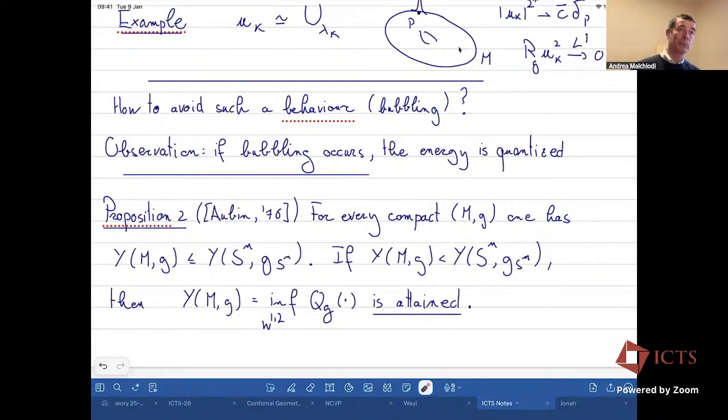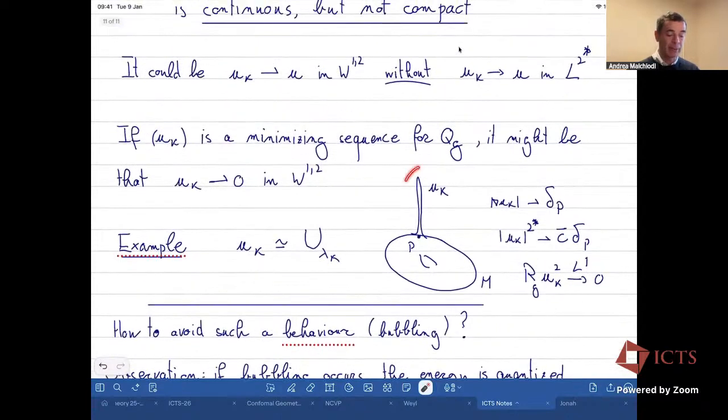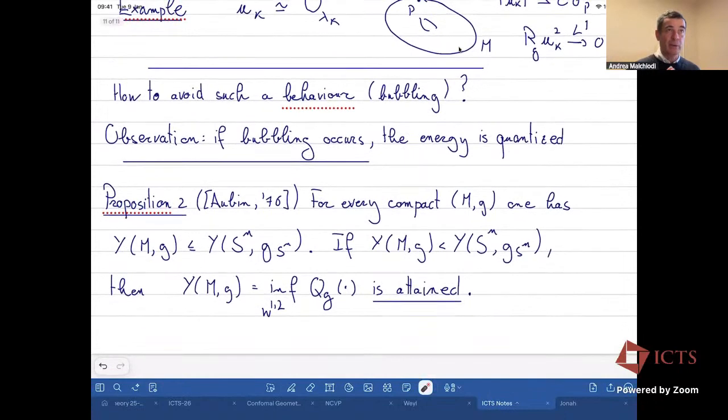Therefore, if you can prove that the infimum is strictly less than the Yamabe constant of the sphere, then you don't have enough energy to develop a bubble like this. And therefore, minimizing sequences cannot form bubbling. Okay, so that's more or less the idea.